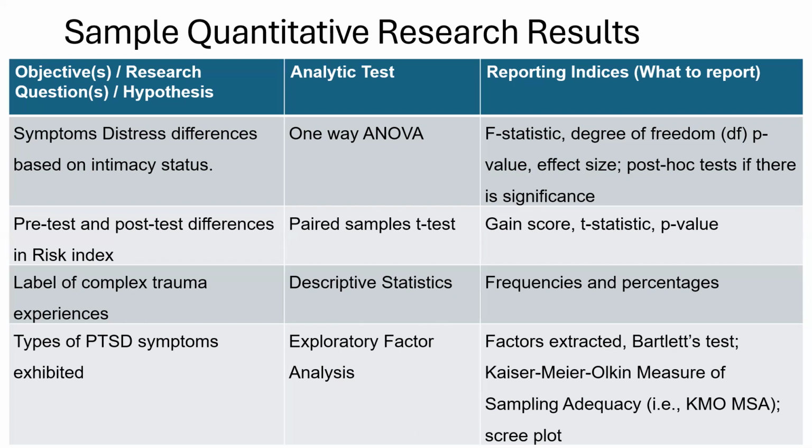The second one is a different study, and the student wanted to look at, so she used research questions and not objectives. What she said was, what type of complicated trauma is experienced by adolescents living in informal settlements? And she used a particular type of instrument. So what she said was, we're going to use descriptive statistics, and I'm going to report the frequencies and percentages.